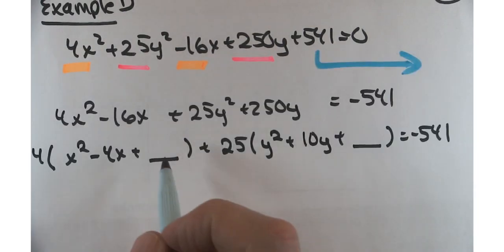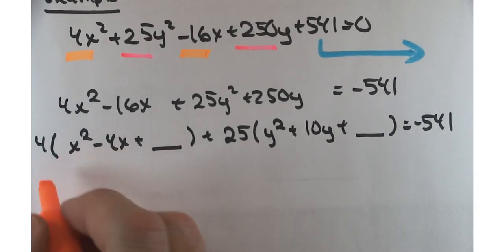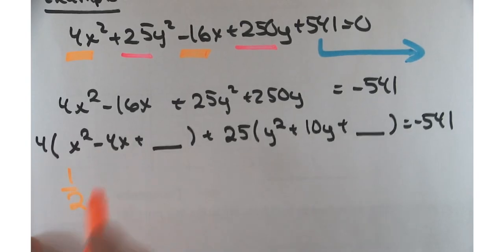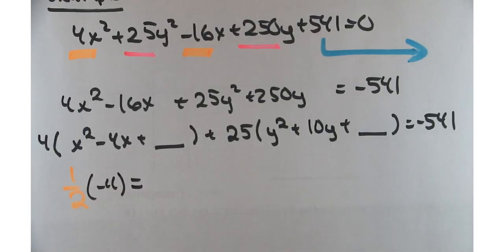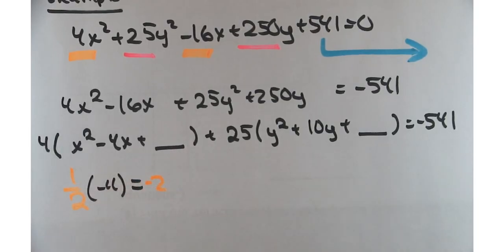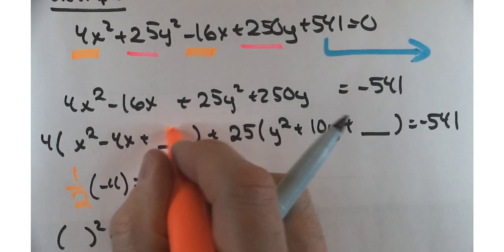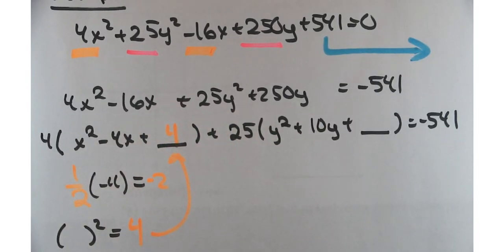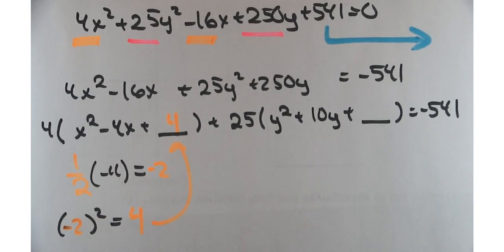So I need a perfect square here. Let's work on this first one together. Remember, you're going to take half of the middle coefficient. Half of negative 4 is negative 2. Good. And negative 2 squared is 4. So we're going to have to put a 4 up there. So let's put the negative 2 here. Now, don't put anything on the right-hand side just yet.